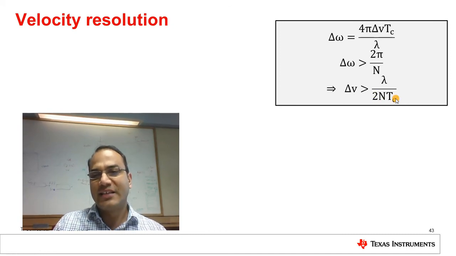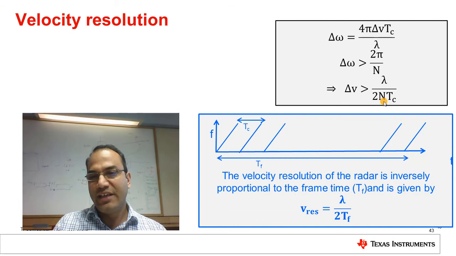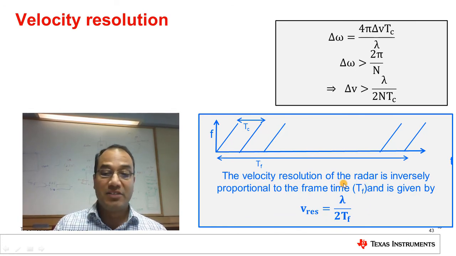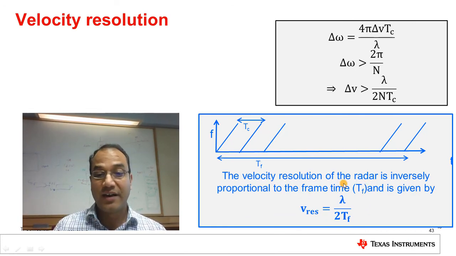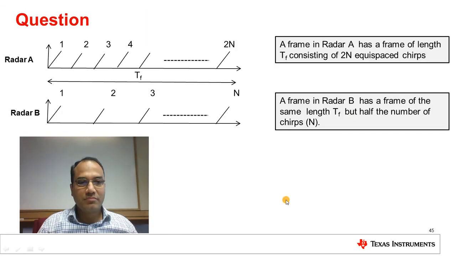And note that this expression here, n, the number of chirps, times the duration between adjacent chirps is actually equal to the total frame time. So finally we get this expression for the velocity resolution, which basically says that the velocity resolution of the radar is inversely proportional to the frame time and is given by lambda by twice the frame time.